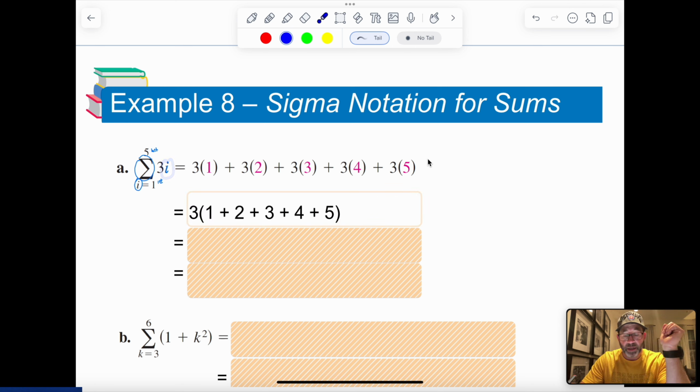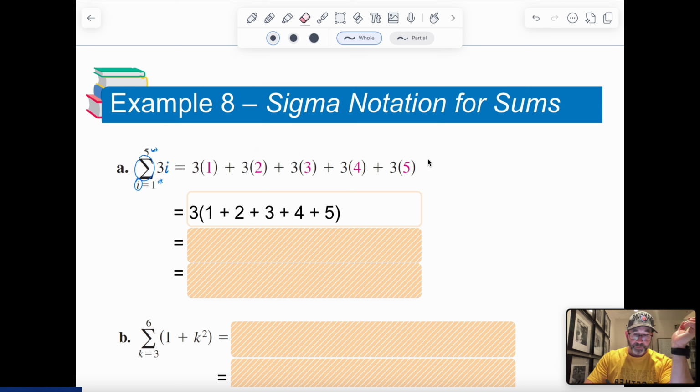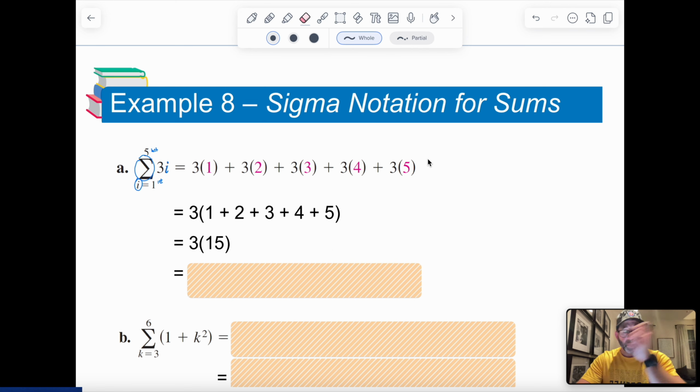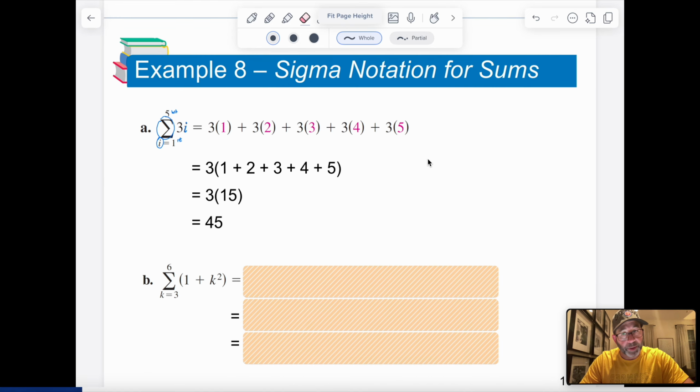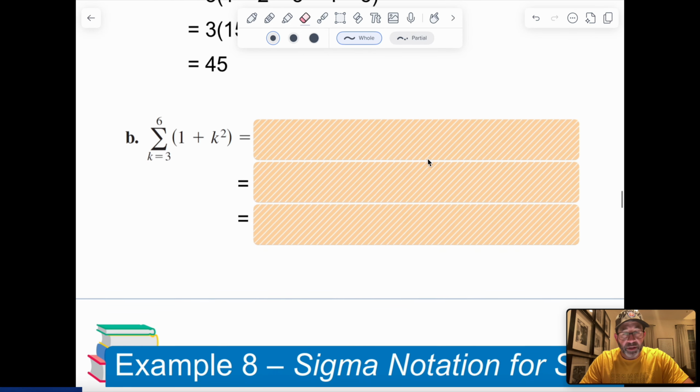And then this is just a real quick shortcut here. We have 3 times, because we have a 3 in each one of these. We can factor out a 3, and we have 3 times 1 plus 2 plus 3 plus 4 plus 5. And then we end up with 3 times 15, which means that the sum of all these numbers is equal to 45. Okay?